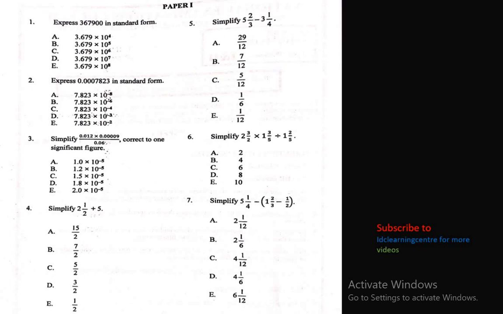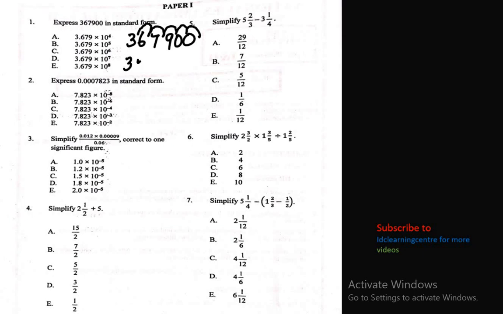As you can see for this question 1, what we have here does not have a decimal. Since it does not have a decimal, let me write it out. We have 367,900. To express this in standard form, you have to count from the right to the left. So let's count this to give me 1, 2, 3, 4, 5. So the decimal will be between 3 and 6. You stop there, you don't exceed there. You stop once you get to the last digit.